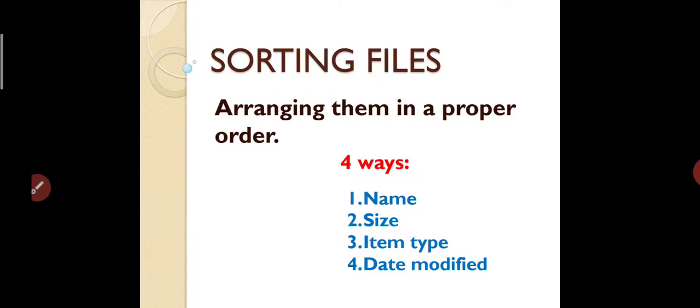These are the four different ways of sorting files. First, by name you can arrange the files. Second, according to the descending order of their size. Third, according to the different types. And the last one, on which day the file was last modified. So we can see how practically we can do the sorting.